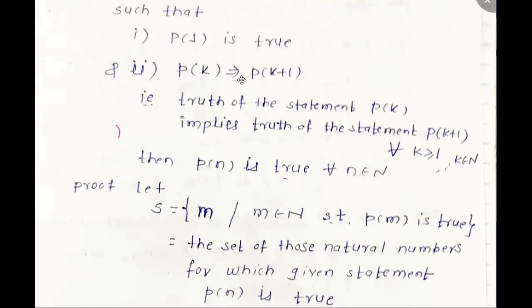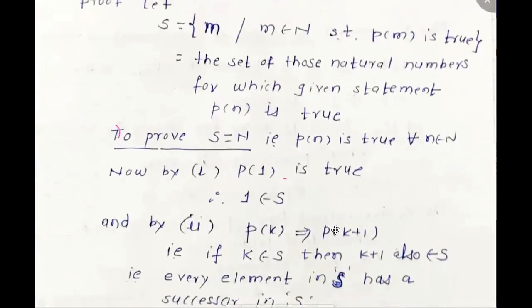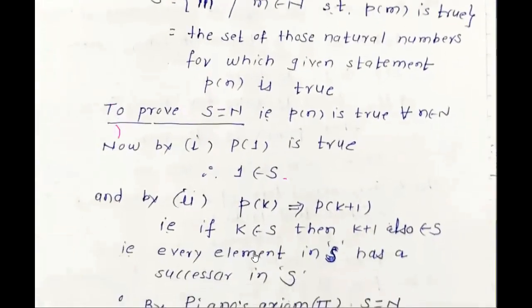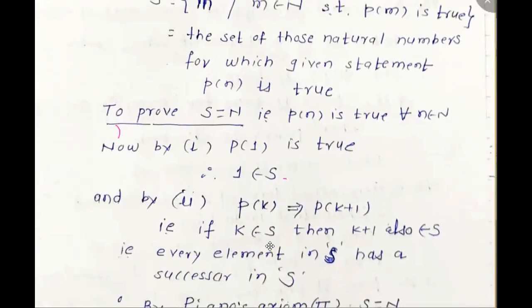P of k implies that P of k plus 1, that is, if the statement is true for k, then it is also true for its successor k plus 1. So P of k implies P of k plus 1. That is, if P of k is true, meaning k belongs to S, then k plus 1 also belongs to S, that is P of k plus 1 is true, which means k plus 1 belongs to S. So if k belongs to S, then its successor also belongs to S. That is, every element in S has a successor.